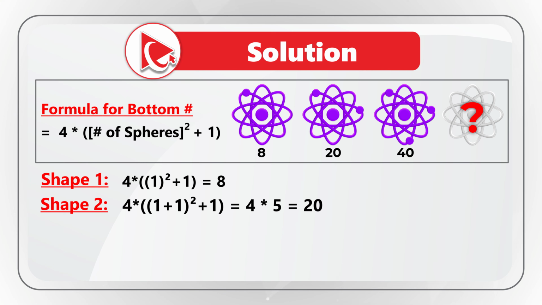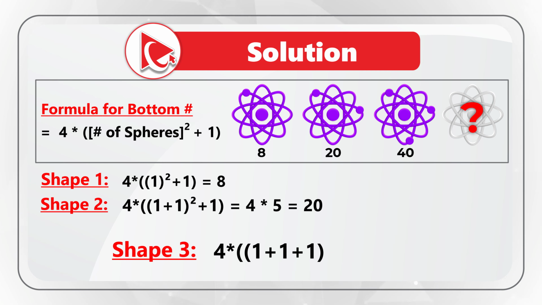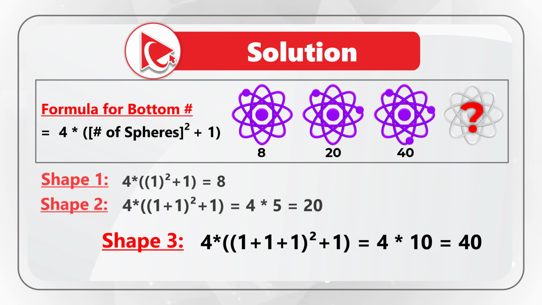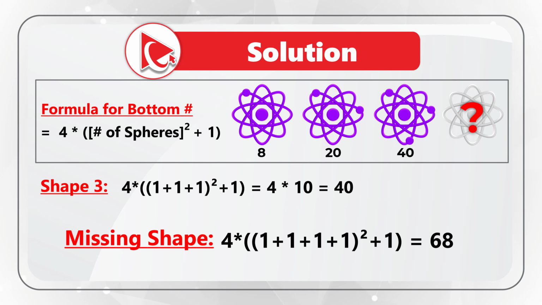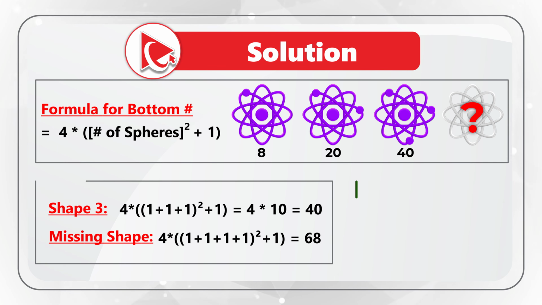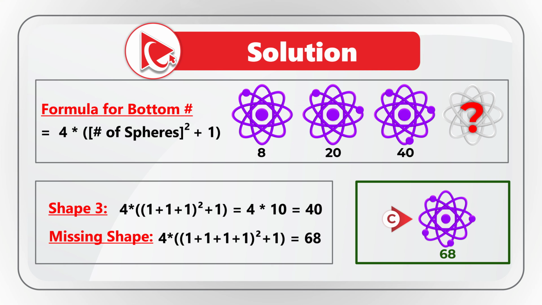For the third shape, we need to multiply 4 by (3 squared plus 1), which equals 4 multiplied by 10 equals 40. So to calculate the bottom number for the missing shape, we multiply 4 by (4 squared plus 1), which equals 4 multiplied by 17 equals 68. This is why the correct choice here is choice C with bottom number 68. Hopefully you've nailed this question and now know how to answer similar problems on the test.